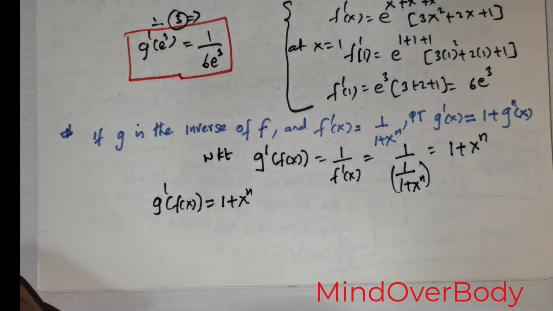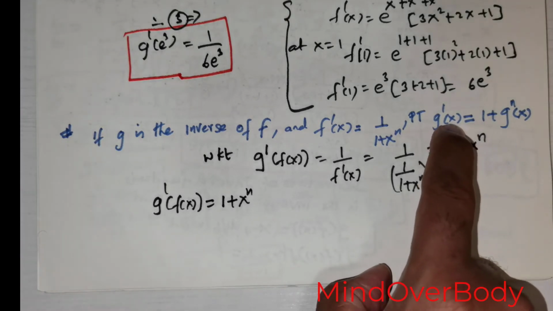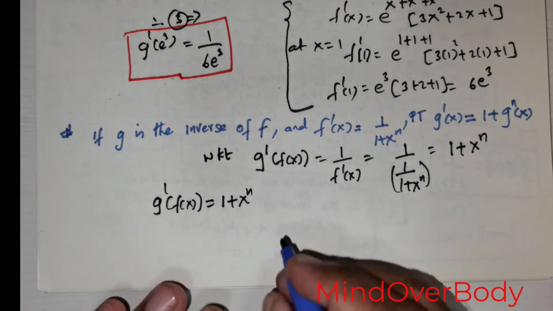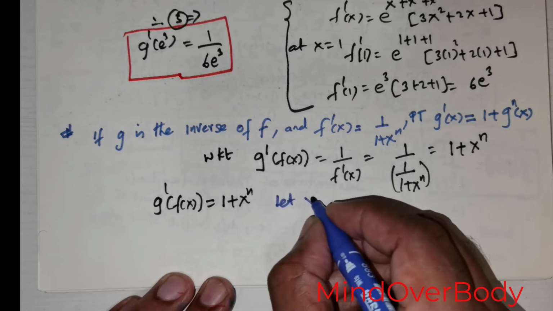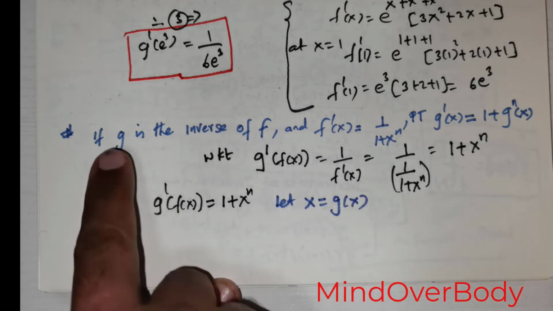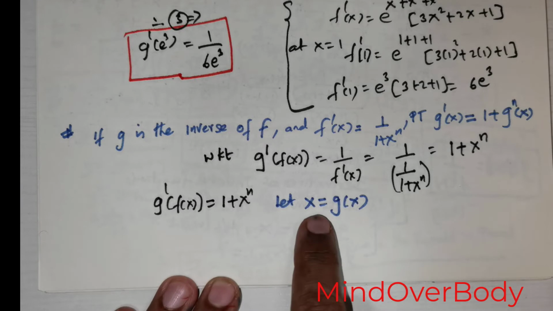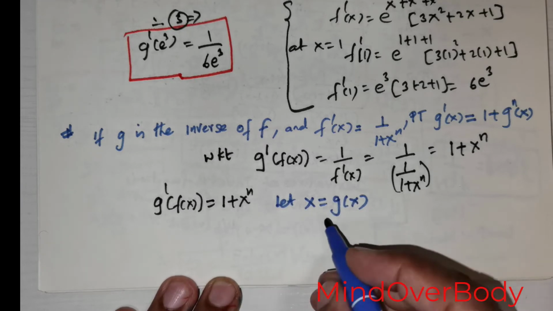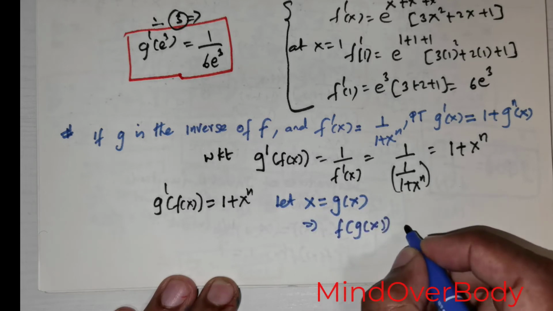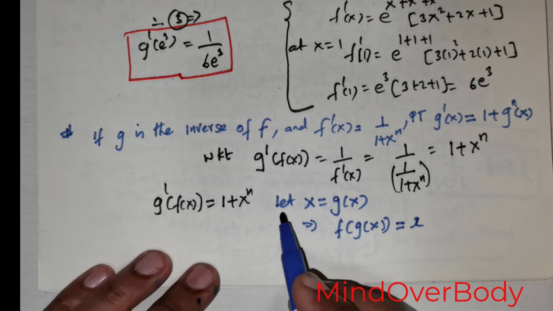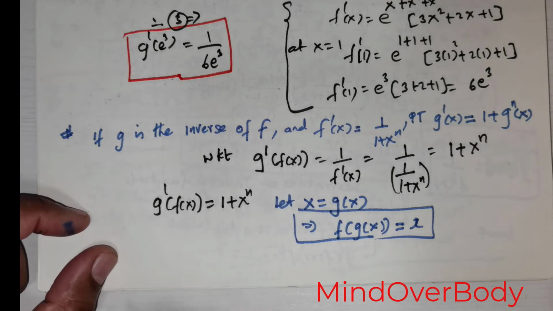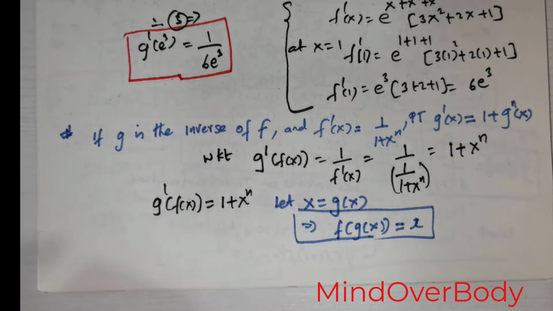Now we need to make certain substitutions so that we can have an x here. Now how is it possible to have an x? If we can take, let x be equal to g of x. Please remember, g is the inverse of f. So if I were to take x is equal to g of x, this would mean f of g of x will be equal to x. So this is for your understanding. So I'm going to take x is equal to g of x.